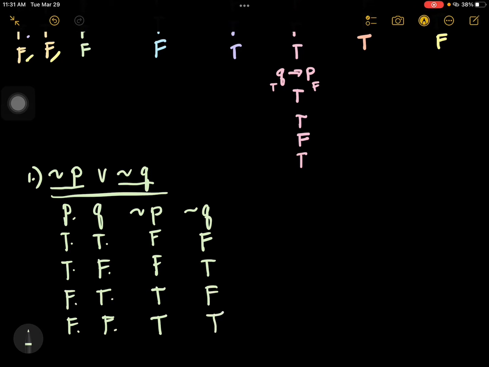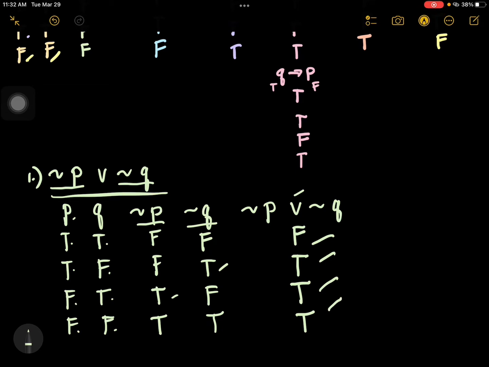And then we have the whole given, not P or not Q. So we have our not P and not Q. For this or, as long as there is a true, the result is true. Otherwise it is false. So false, false, this is false, because there is no true. False, true, we have true here, so this is true. True, false, we have true, so this is true. True, true, obviously this is true. So this is our answer for number 1.